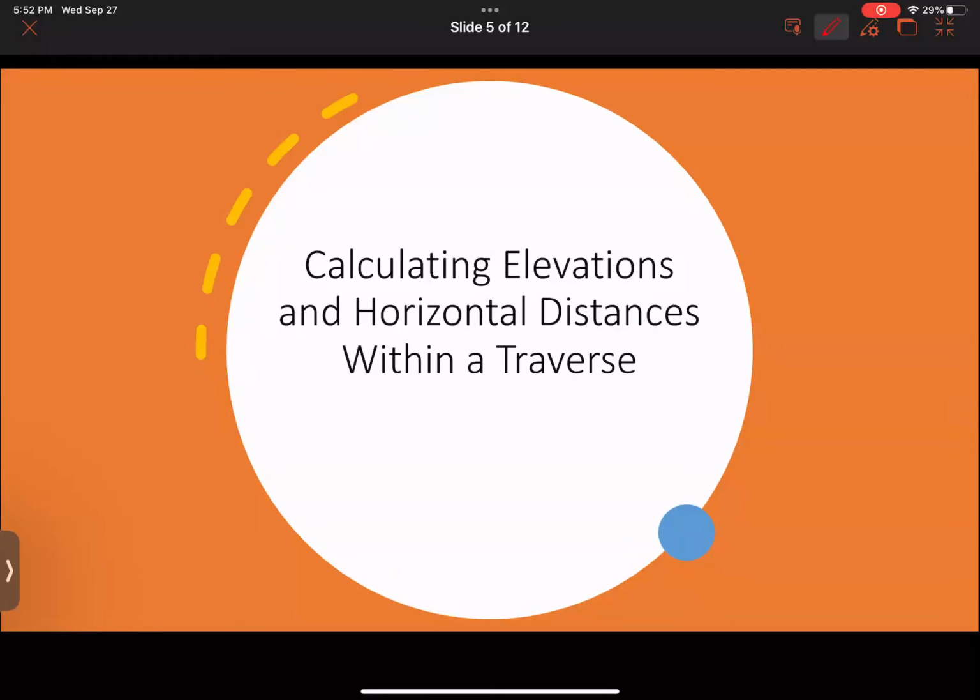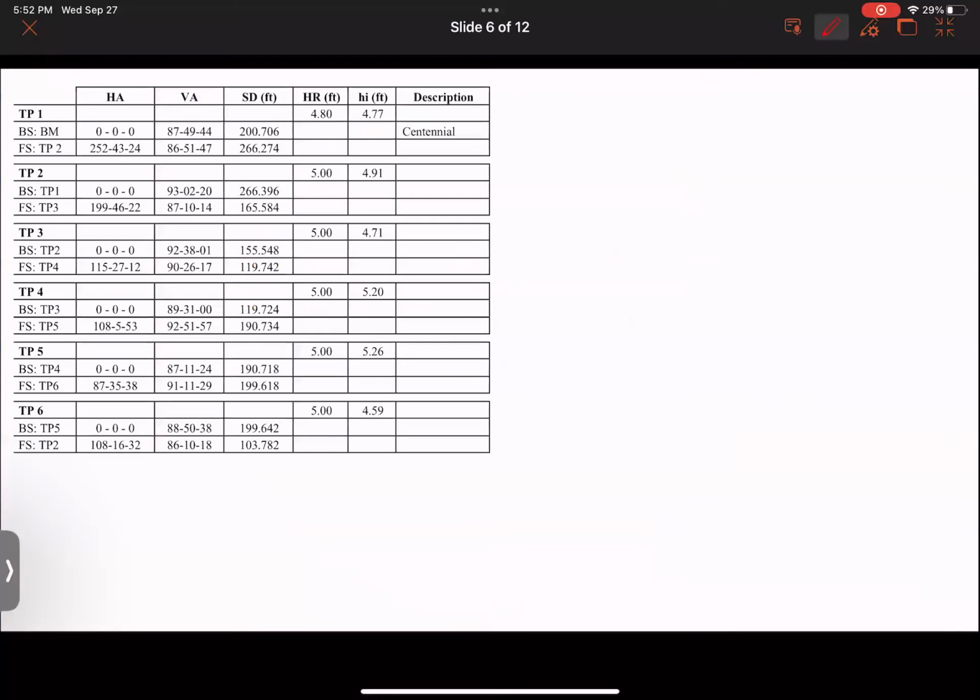All right, folks. Hopefully you have watched the previous video where I derived the equations for taking total station measurements and turning them into new elevations. If you haven't, I recommend you watch that first. Today, I'm actually going to be using those equations to calculate elevations at different points in a traverse. And the traverse example I am using is shown here.